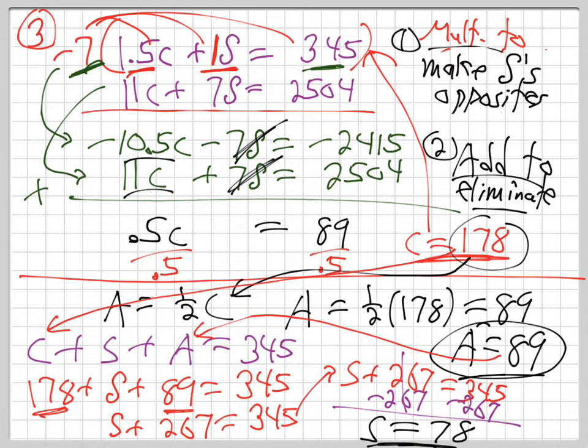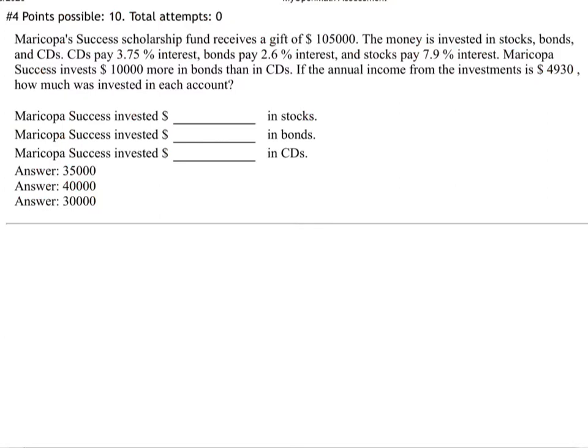So that one's pretty tricky. A little bit of work there. 3 equations, 3 letters. Let's go to number 4, our last problem. Maricopa's Success Scholarship Fund receives a gift of $105,000. The money is invested in stocks, bonds, and CDs. CDs pay 3.75%, bonds 2.6%, stocks 7.9%. Maricopa invests 10,000 more in bonds than in CDs. If the annual income from the investments is $4,930, how much is invested in each kind?